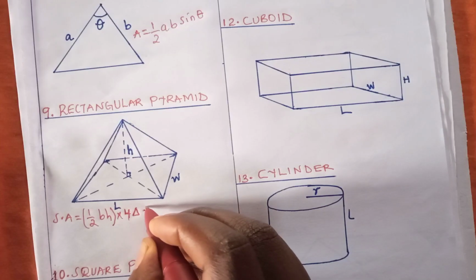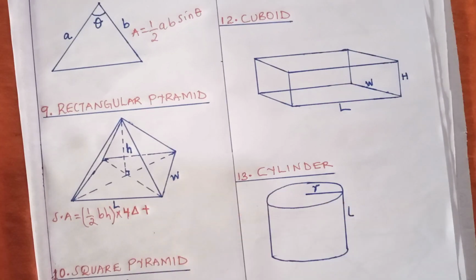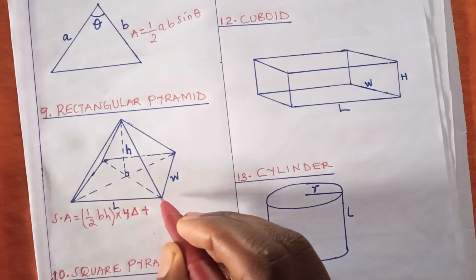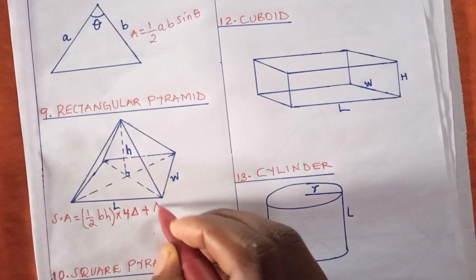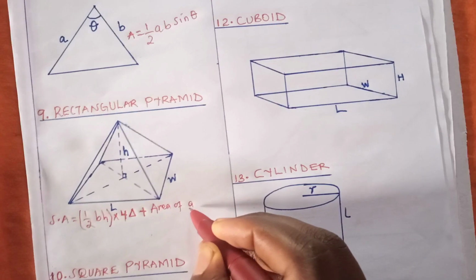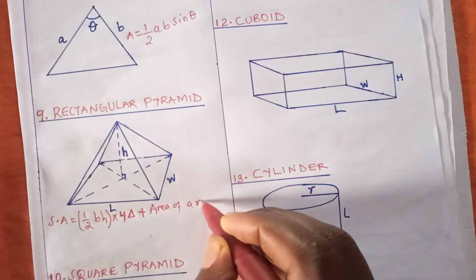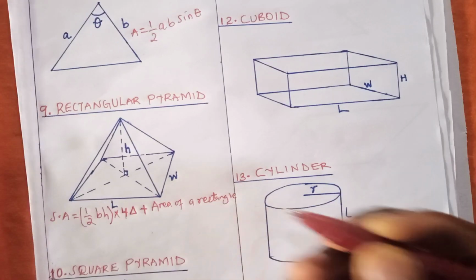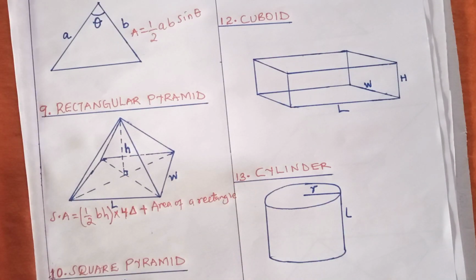and of course you add that one to the area of the rectangle, because the base is a rectangle. You add to the area of the rectangle. You add the area of a rectangle. If you do so, you will arrive at the surface area of this rectangular pyramid.